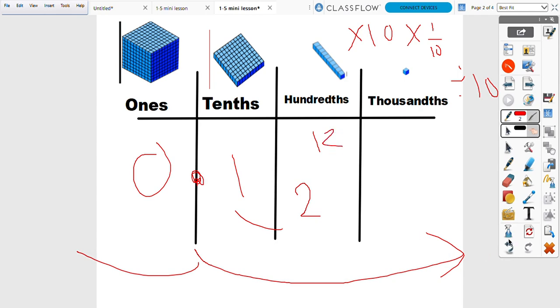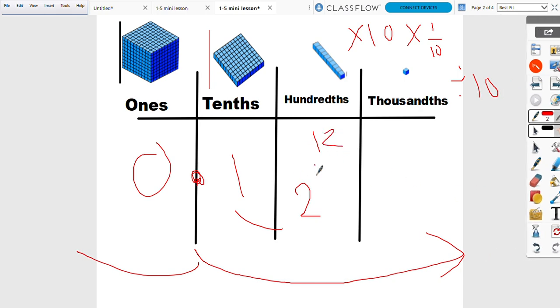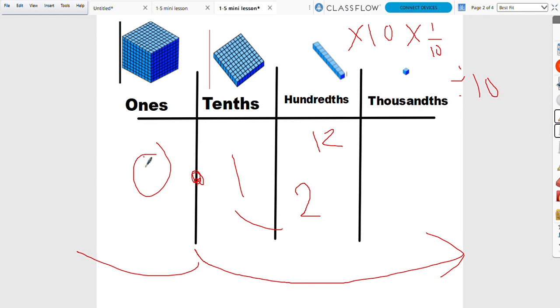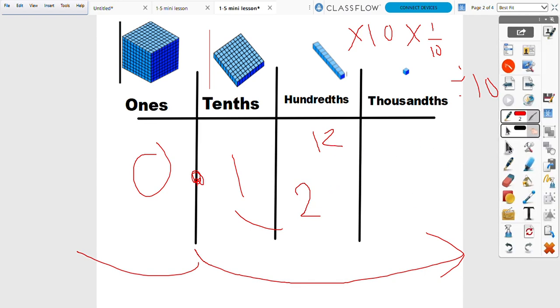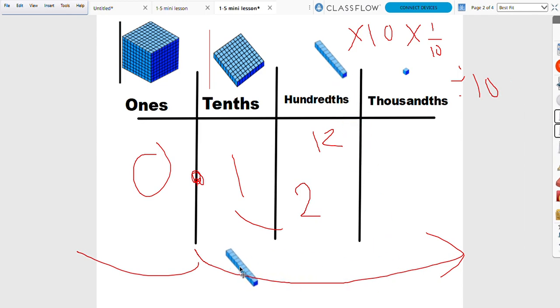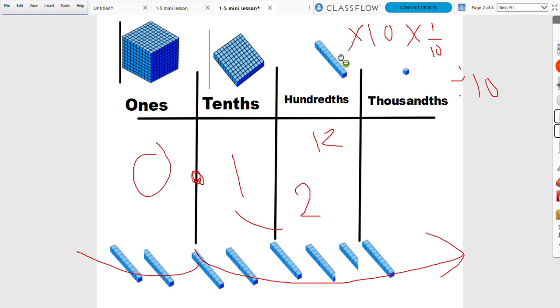Well, remember, we have a base 10 system. You can't have anything greater than 9 in any place value, from negative infinity to positive infinity, and beyond. Get that? So why? Well, if you think about 12 hundredths, that would be 12 of these blocks. If you had 12 of these blocks, and I made 12 of them, I'm just going to do it real quick for you. 1, 2, 3, 4, 5, 6, 7, 8, 9, 10, 11, 12.